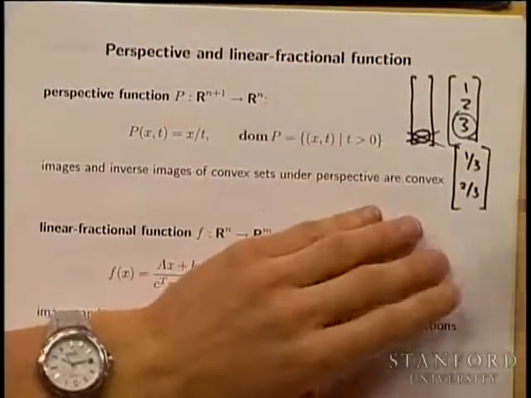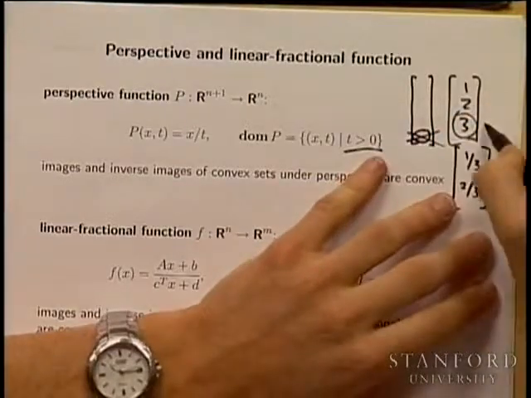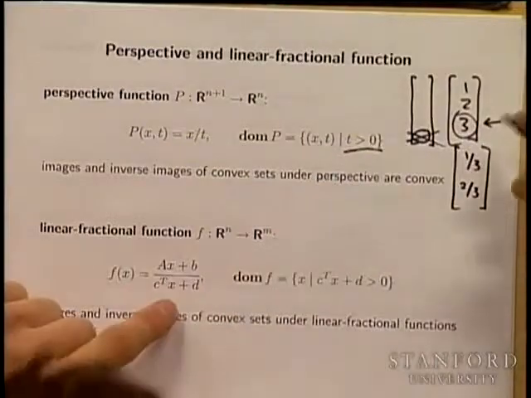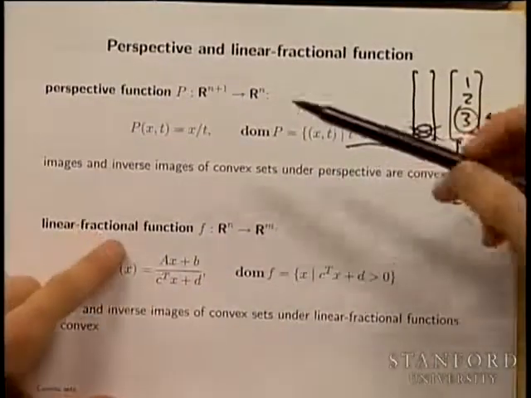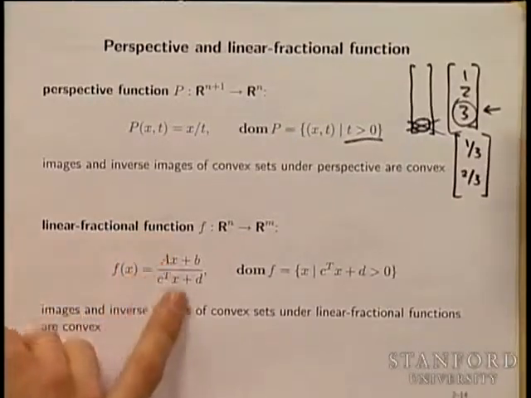So if it's a bit dry, bear with us for the moment. And there's a domain constraint here that this last entry has to be positive. A generalization of the perspective function is when we have a linear fractional function.